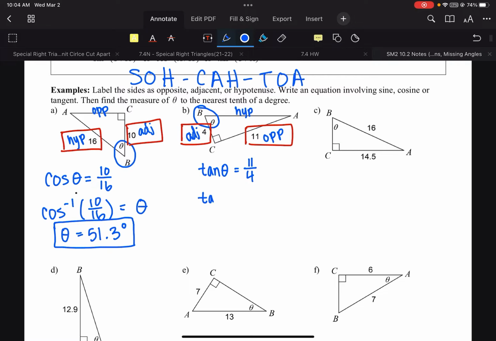Then I'm going to switch this to the inverse tangent. So the inverse tangent of 11/4 is equal to theta. Type that into your calculator, and theta is equal to 70.0 degrees.